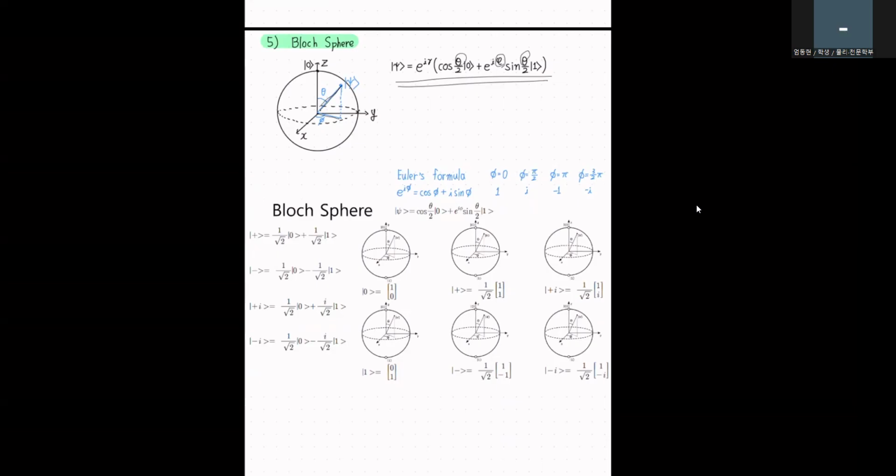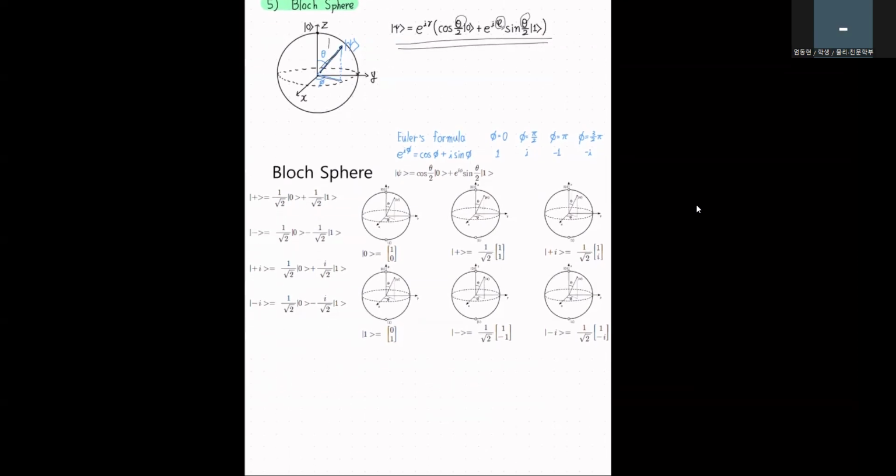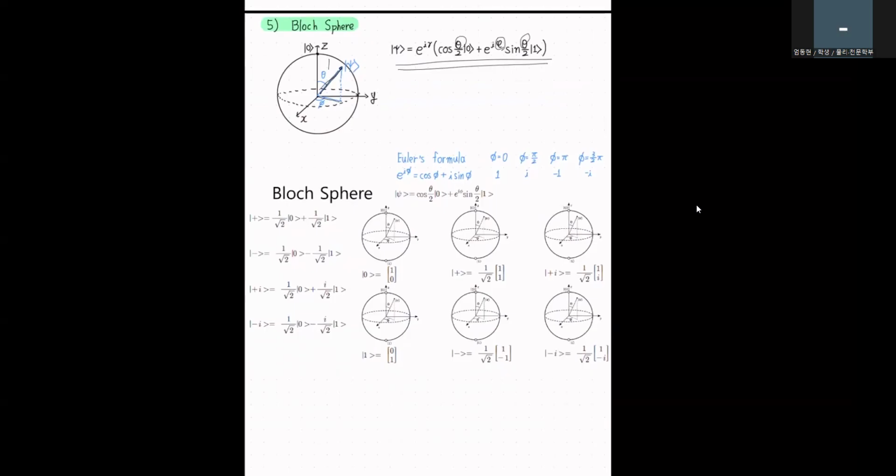So basically, the idea is to represent the state as a point on this Bloch sphere, and the Bloch sphere's radius is obviously 1 because the state is normalized. So this gives us a convenient way of representing states visually.